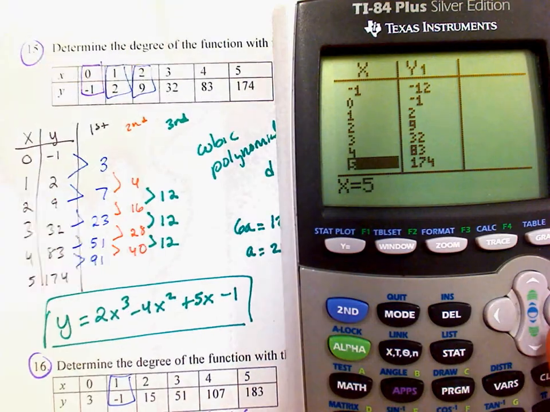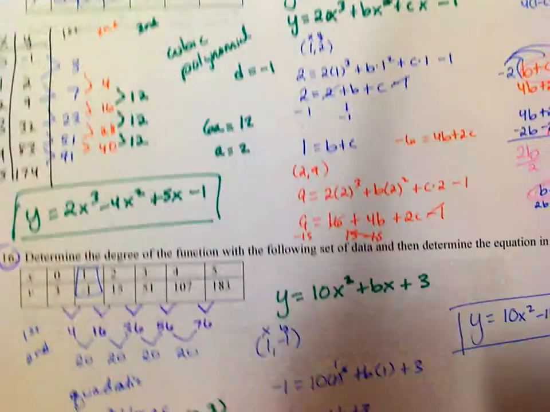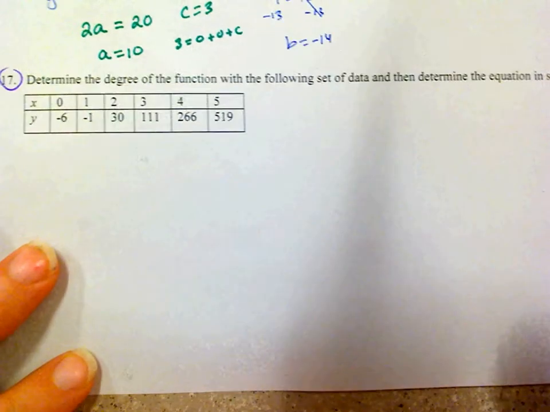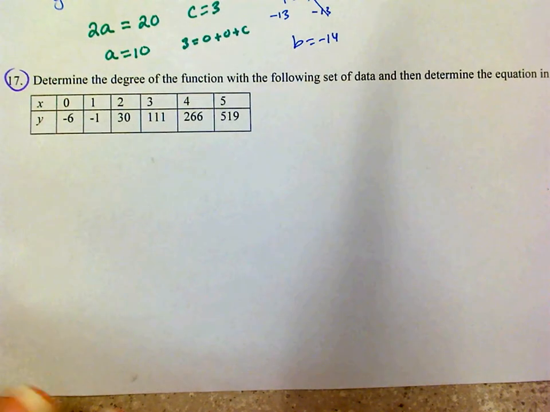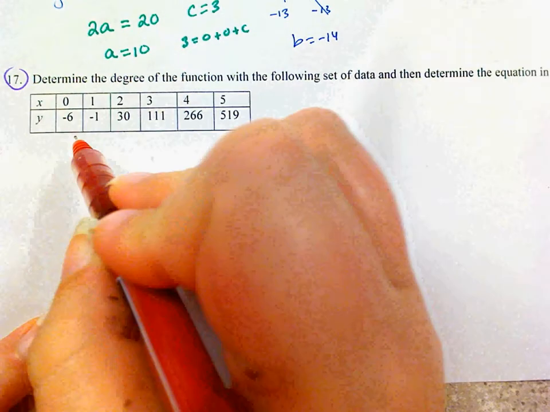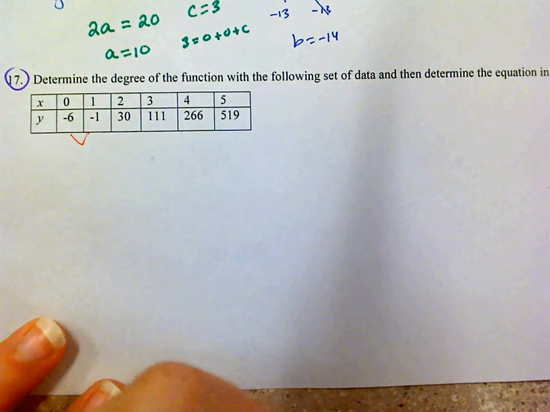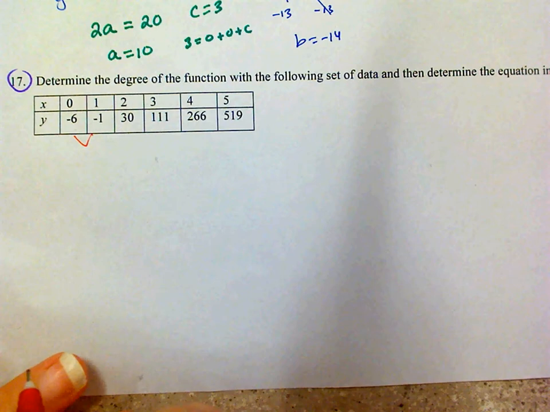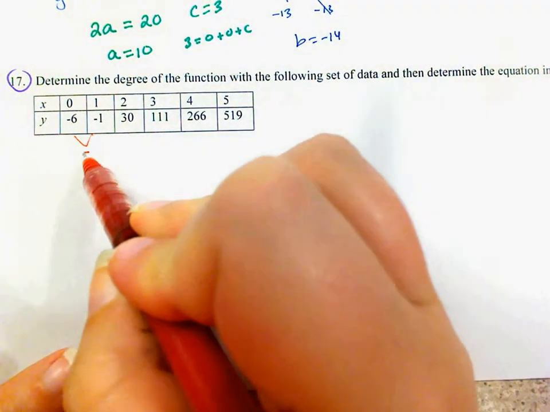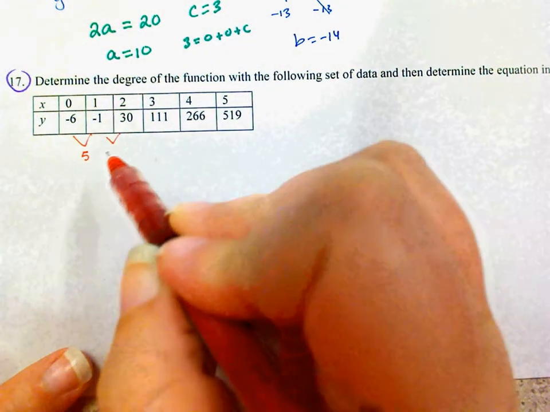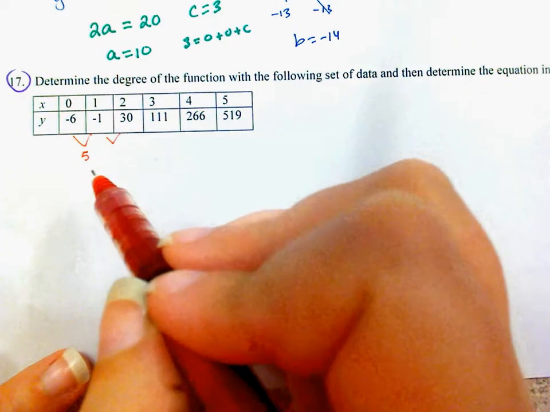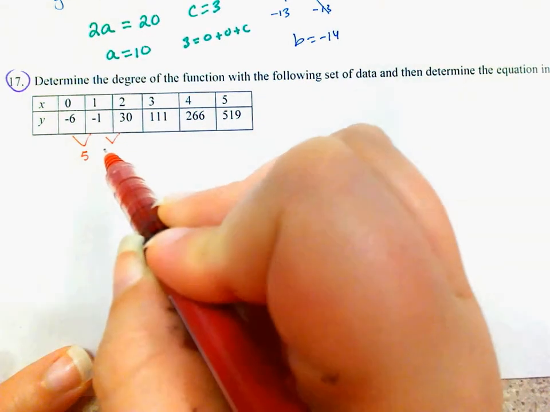Alright, so let's do 17. Okay. Negative 1 minus a negative 6, minusing a negative 6, adding, so negative 1 plus 6 is 5. 30 plus 1, because 30 minus a negative 1, so 30 plus 1 is 31. 111 minus 30 is 81, I'm pretty sure.